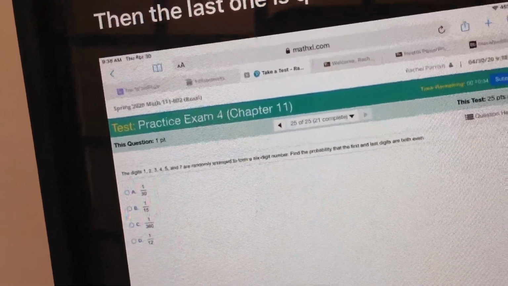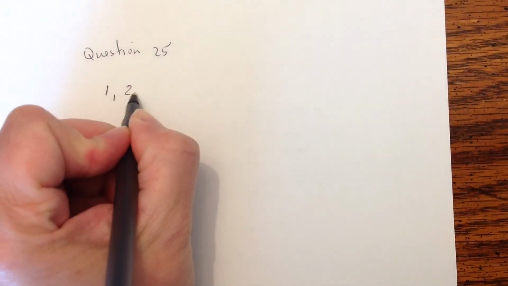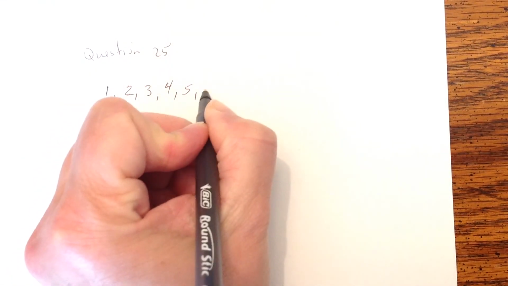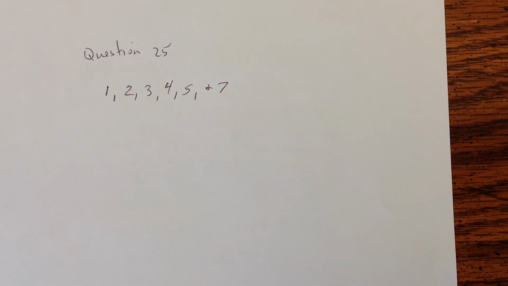Question 25. Question 25 is the digits 1, 2, 3, 4, 5, and 7. So 1, 2, 3, 4, 5, and 7 are randomly arranged to form a 6-digit number. Find the probability that the first and last digits are both even.